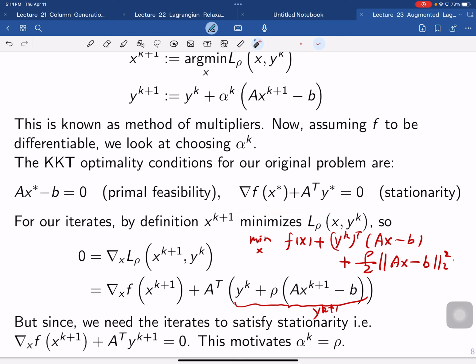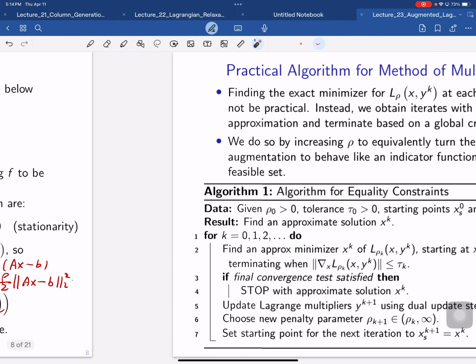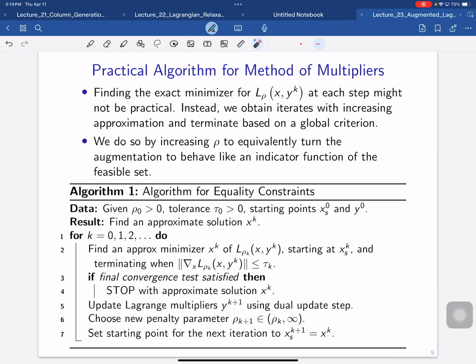Yeah, so you can check that. That is basically suggesting we should set alpha_k as rho, the penalty term. Since if this is y_{k+1}, then alpha_k equals rho. So that means choosing the step size to be the same as your penalty term is a good option, because that satisfies your stationarity condition. So you can try to absorb this logic very slowly after the class.